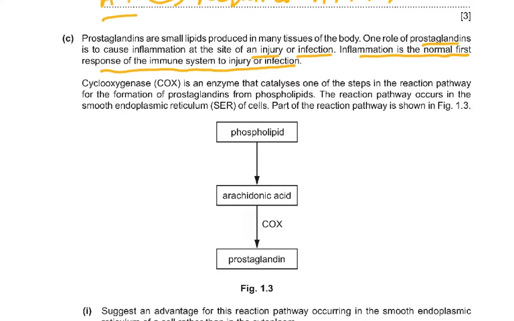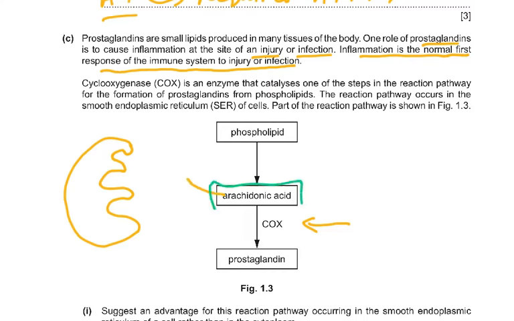Cyclooxygenase, COX, is an enzyme that catalyzes. So COX is an enzyme, so always remember it must have a specific active site. It catalyzes one of the steps in the reaction, and this is the reaction step. So that means arachidonic acid would be its substrate, and it converts that into prostaglandin. So this arachidonic acid will fit in here, something which will be complementary. So this would be the arachidonic acid.